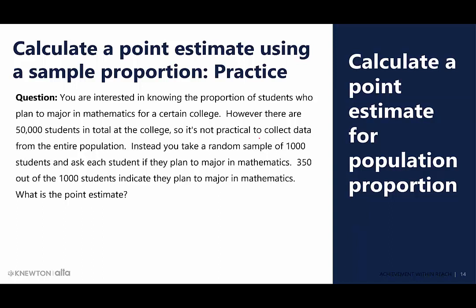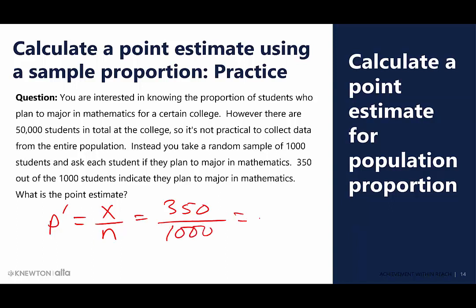Instead, you take a random sample of 1,000 students, and you ask each student if they plan to major in math. 350 out of the 1,000 indicate they plan to major in math. What is your point estimate, aka what is your P prime? Well, it's X over N. What's X? X is the number of successes, in this case the number of people that indicated they want to major in math. There's 350 of them. And we're going to divide that by the sample size, the total number of people that we surveyed, which was 1,000.